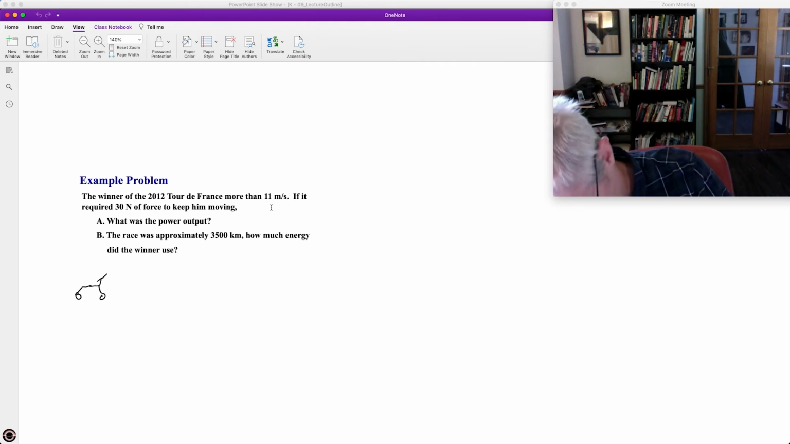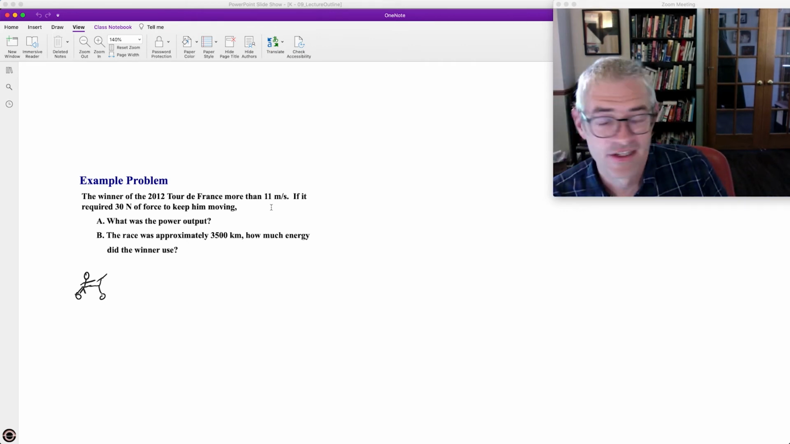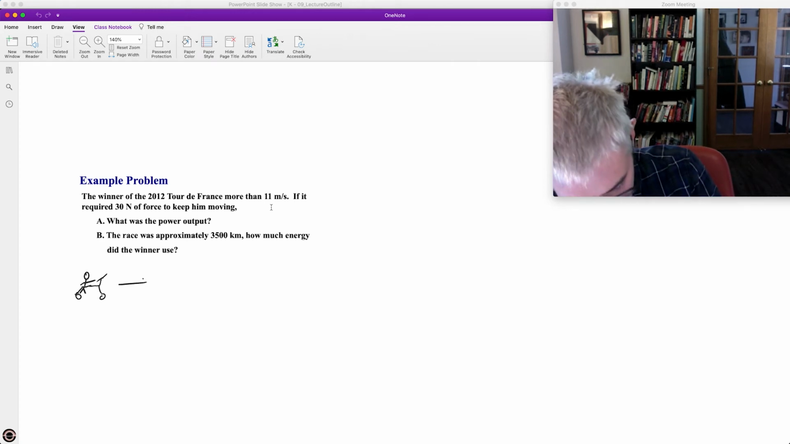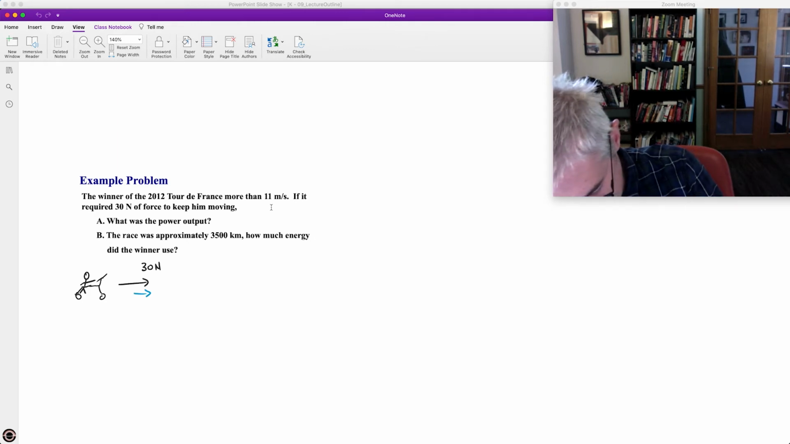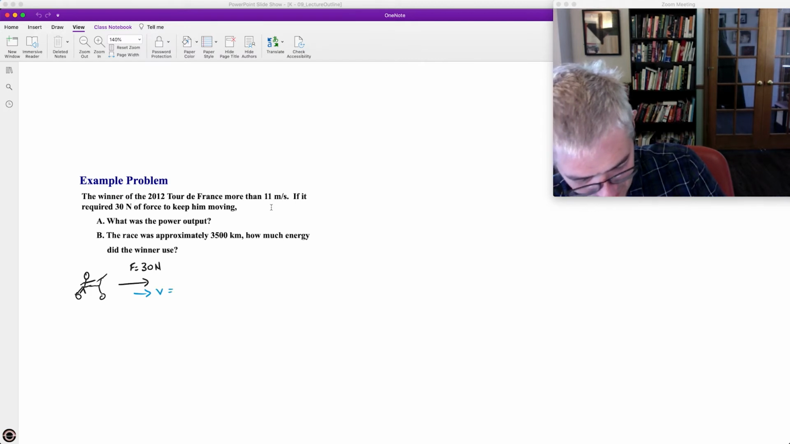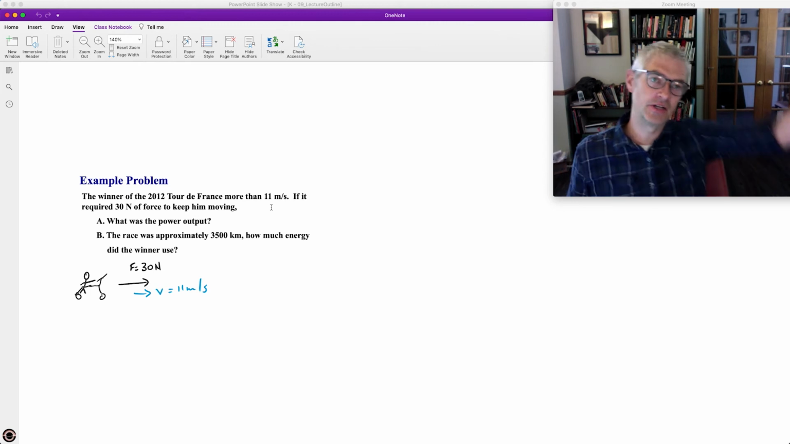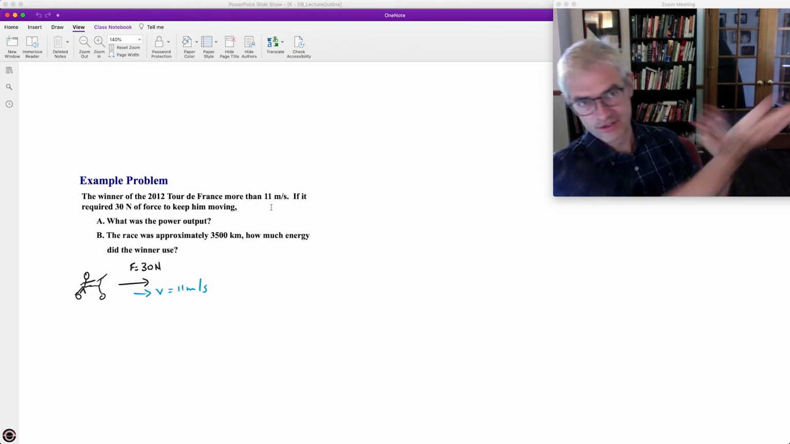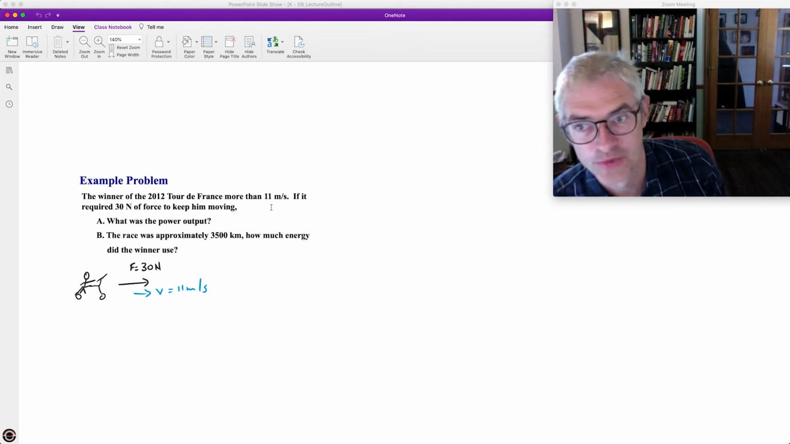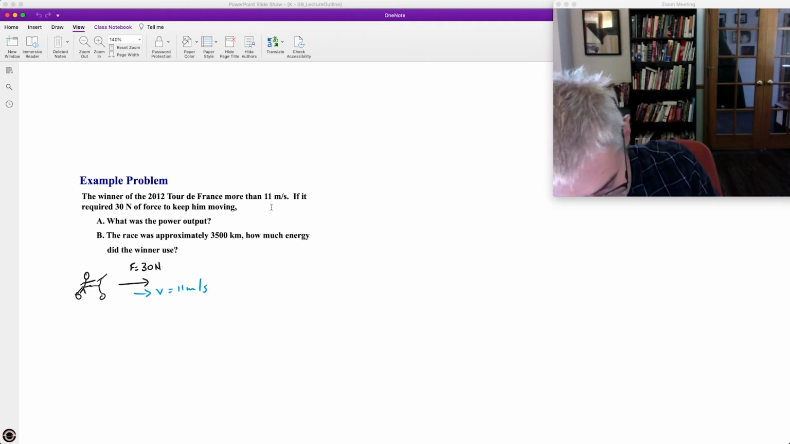You've got somebody riding a bicycle. They're having to supply 30 newtons of force, and they're maintaining an average speed of around 11 meters per second. Okay, that's it. Speed's going to be in the direction of motion, and we're assuming that the force is going in the direction of motion as well. Okay, so it's at 30 newtons of force going forward.